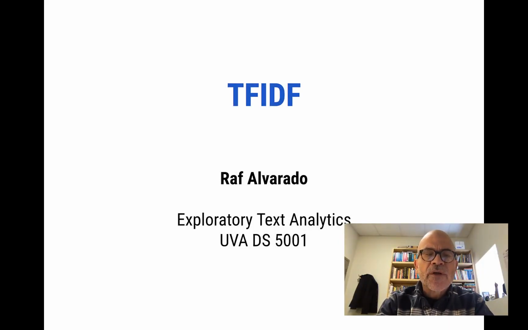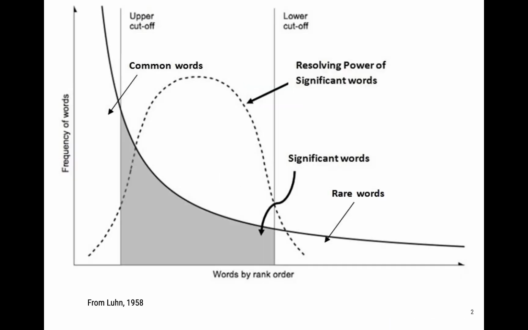In this video we're going to look at TFIDF, which stands for Term Frequency Inverse Document Frequency. Term frequency inverse document frequency is a measure of term significance. So looking back at the graph that we saw earlier, produced by Luhn back in 1958, which sort of sets the table for what we're trying to do here.